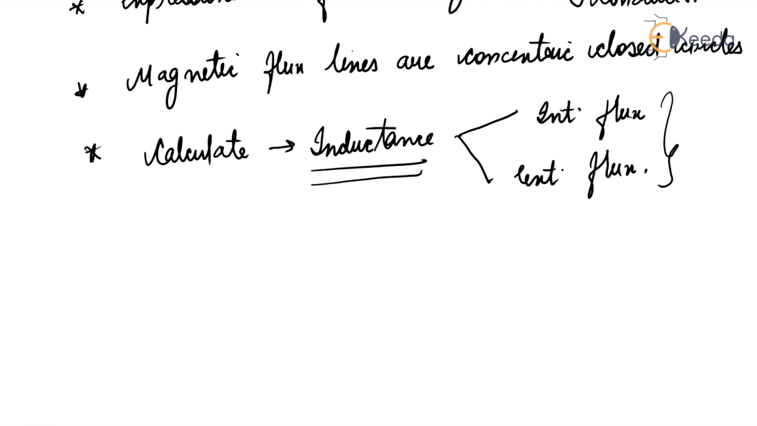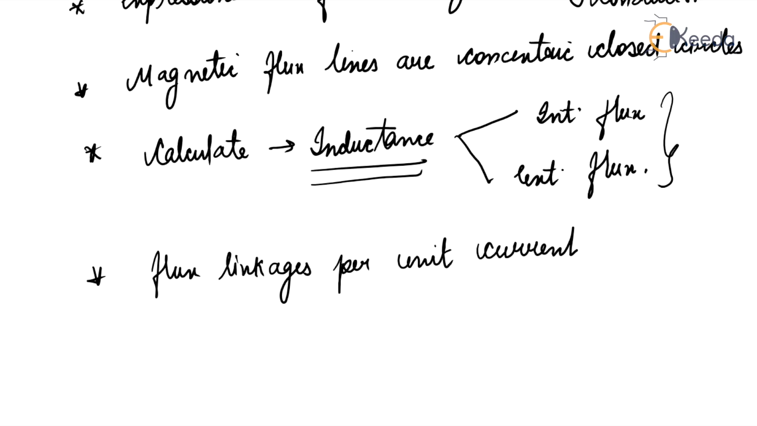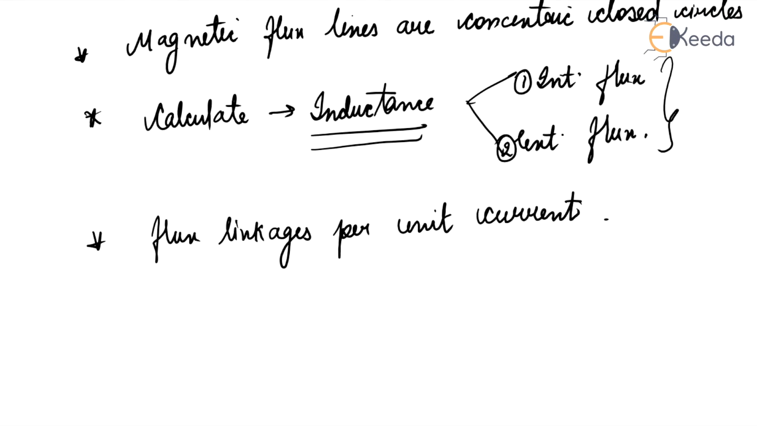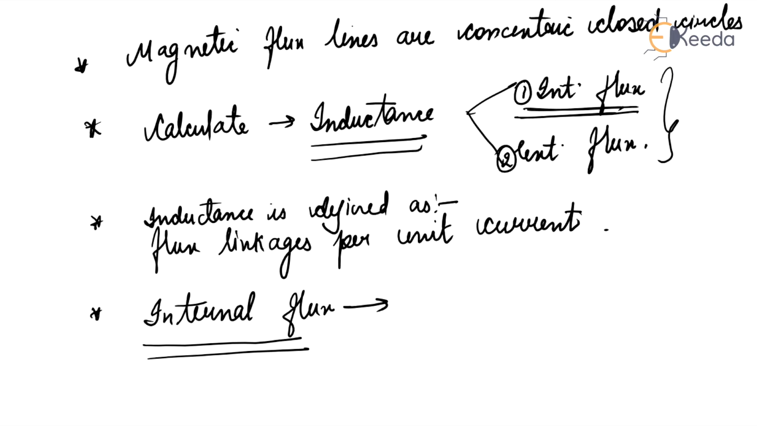because inductance of a circuit is defined as the flux linkages per unit current. So there are two important cases of flux linkages. First case, flux linkage due to internal flux, and second case, flux linkages due to external flux. First we'll calculate the flux linkage due to internal flux.